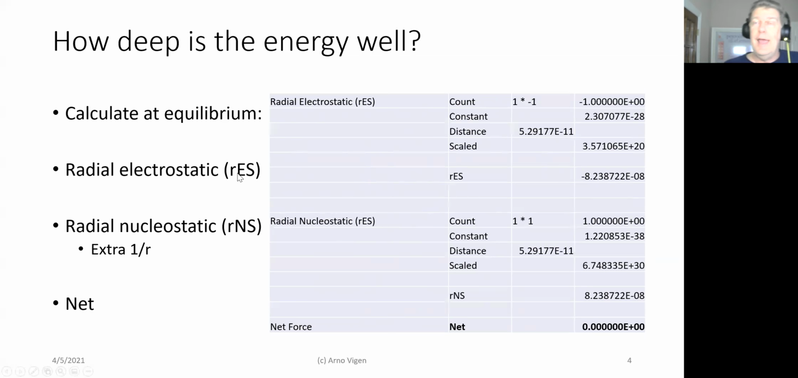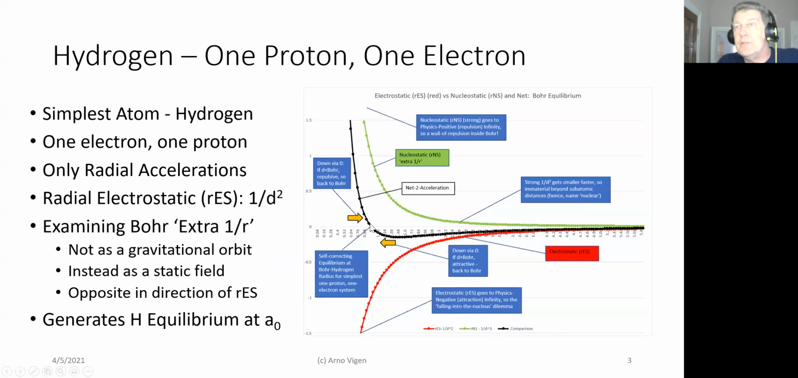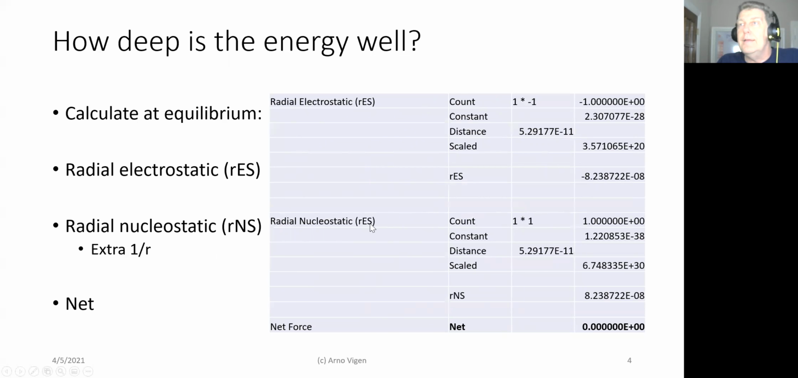Now, for the radial nucleostatic, that's the strong nuclear force in your old textbooks, but I teach it as radial, and this opposite extra 1 over r, those are 1 particle times 1 particle. Remember, there's only 1 nucleon in a hydrogen. That's why we're using this. It's a very, very simple model. And the constant is here. That comes from my other paper. The distance is the same, but this is cubed instead of squared. So thereby, you end up with exactly the same, and the electron doesn't move. Well, that's exactly what happens here.